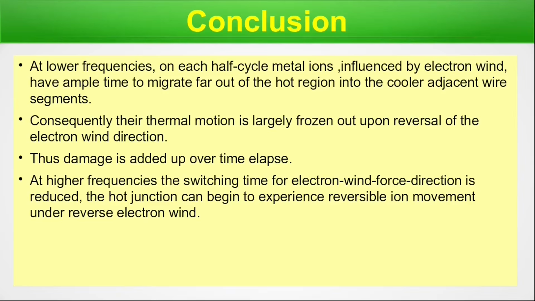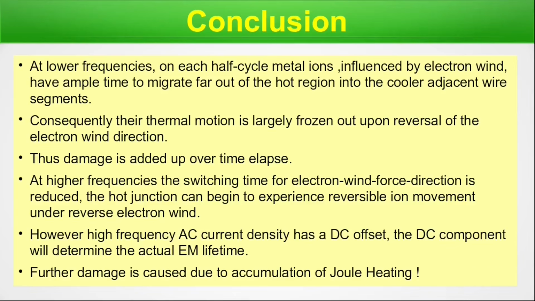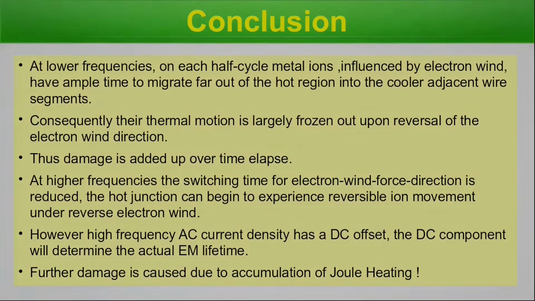At higher frequencies, the switching time for the electron wind force direction is reduced. The hot junction can begin to experience reversible ion movement under reverse electron wind. However, high frequency AC current density has a DC offset. The DC component will determine the actual EM lifetime. Further damage is caused due to the accumulation of the Joule heating. We are done with this particular slide, so let's move on.